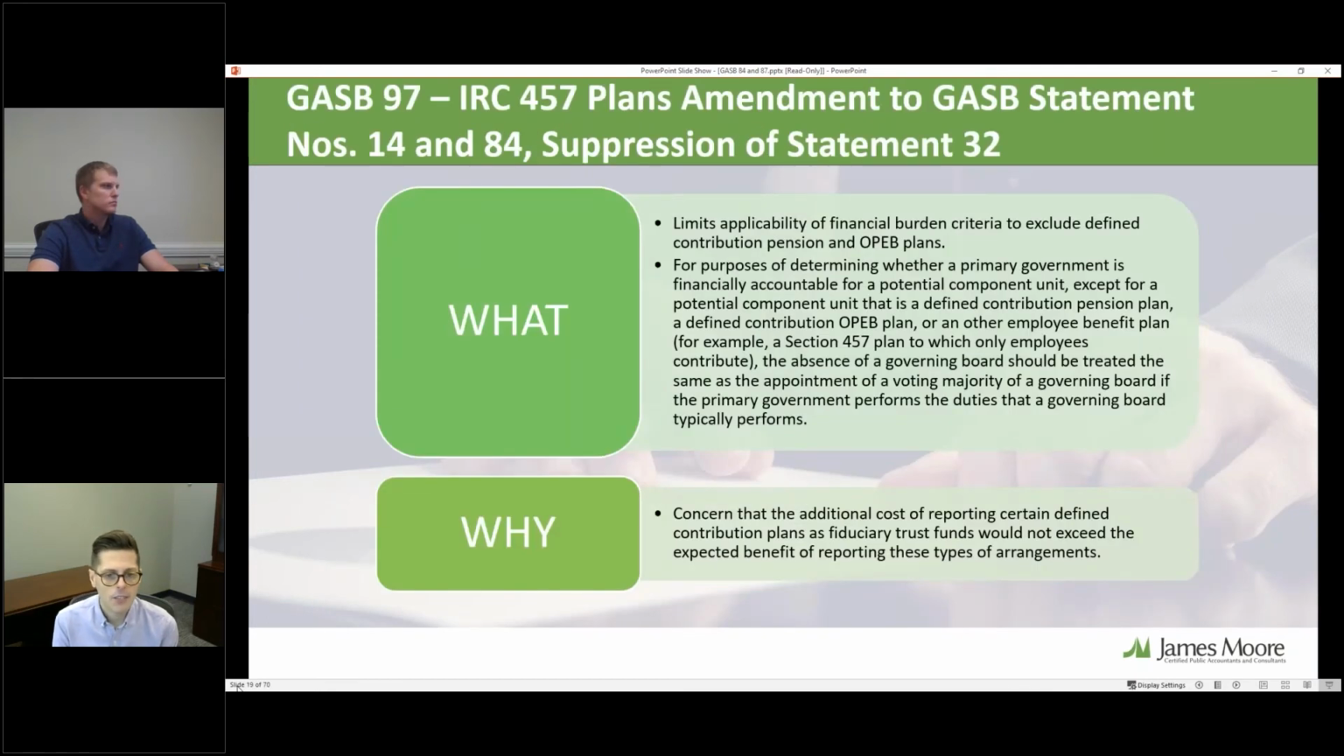So GASB 97 is related to GASB 84 in its effect of limiting the effects of Statement 32. It's going to limit the applicability of financial burden criteria to exclude defined contribution and OPEB plans, and it will specifically exclude Section 457 plans. And this was because there was concern that the additional cost of reporting certain defined contribution plans as fiduciary trust funds would just exceed the benefit of any type of reporting in that situation.